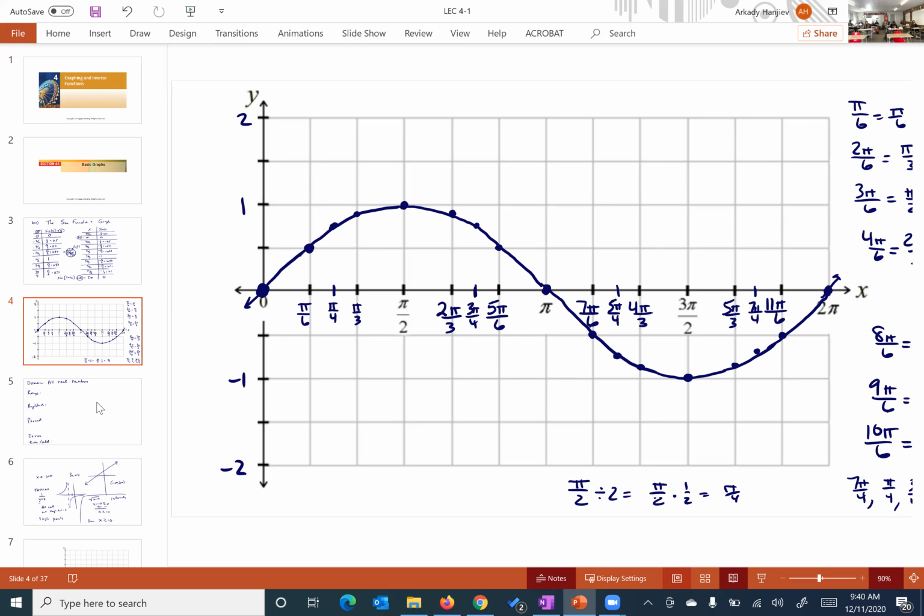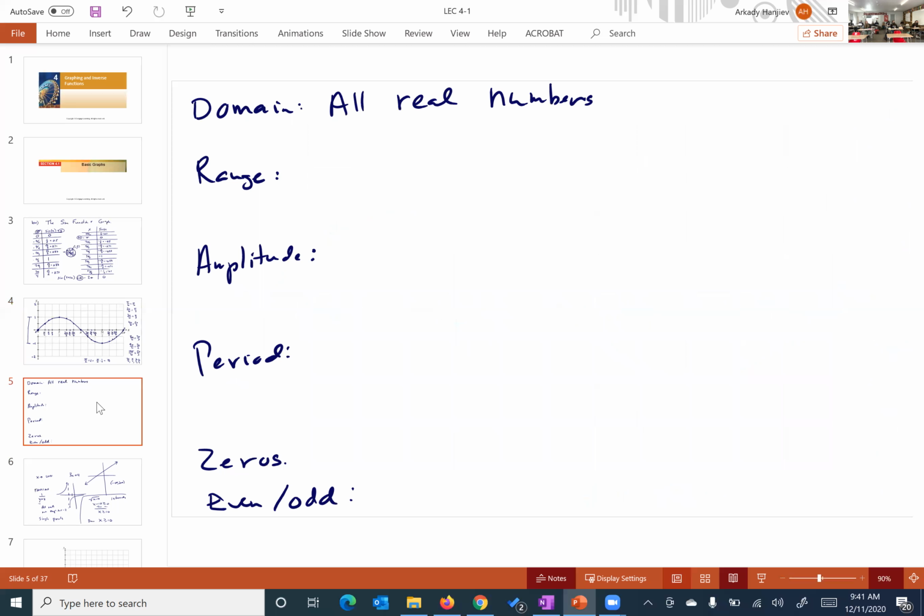What's the lowest y value we see? Let's see, not 0. Yeah, -1. -1 is the lowest y value I see, and it goes up to +1. It does not go anywhere else. So my range for the sine function is -1 less than or equal to y less than or equal to +1. There's my range. It doesn't go beyond that, doesn't go below that.